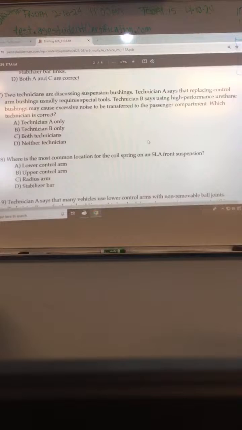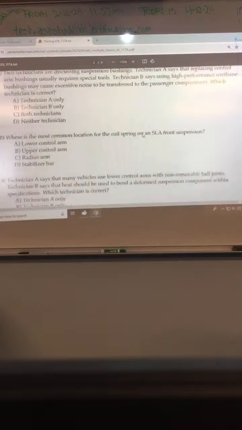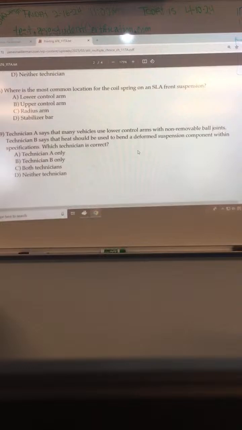Question 7. Two technicians are discussing suspension bushings. Technician A says that replacing control arm bushings usually requires special tools. Technician B says using high performance urethane bushings may cause excessive noise to be transferred to the passenger compartment. Which technician is correct? Are they both correct? Yes, urethane bushings transfer a little more noise than rubber, but they give you a little bit better handling. Number 6 is B, yes.